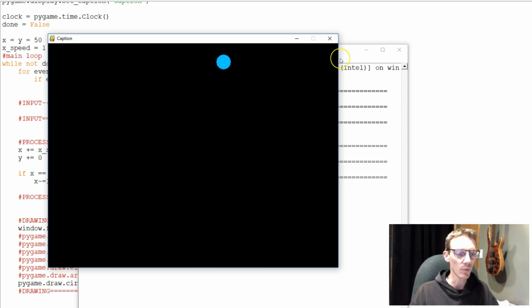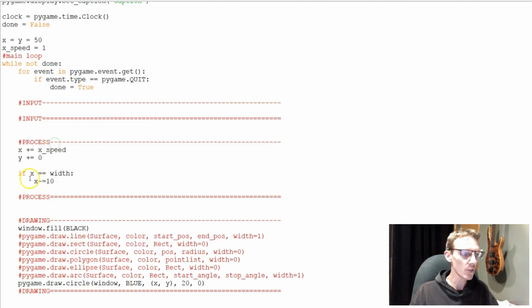But the problem is going to be when we hit this wall, rather than just coming back 10 and then going to the right again, I want to start going to the left instead. So we can say when we get to the wall sideways, we don't want to change the position, we want to change the speed. So what we're going to say is x speed times equals -1.